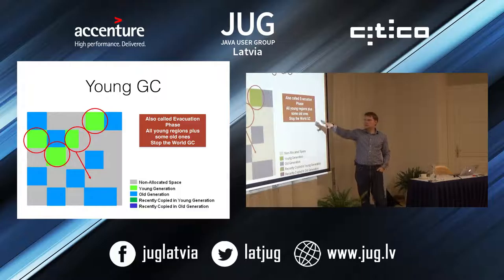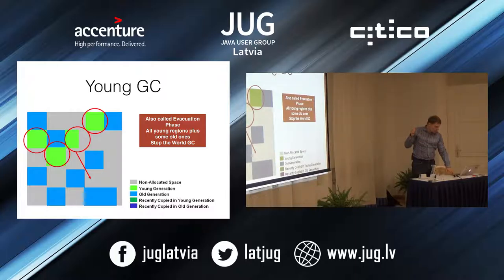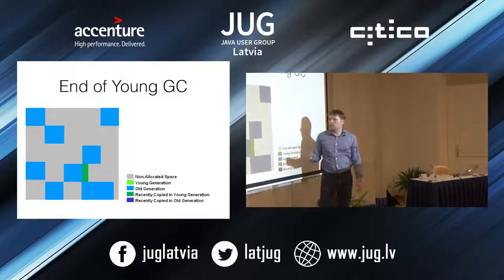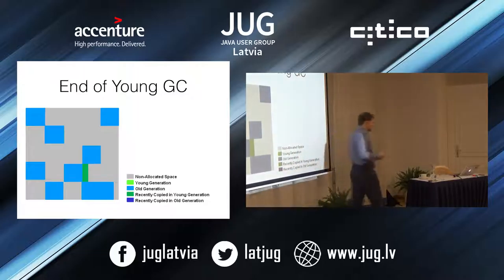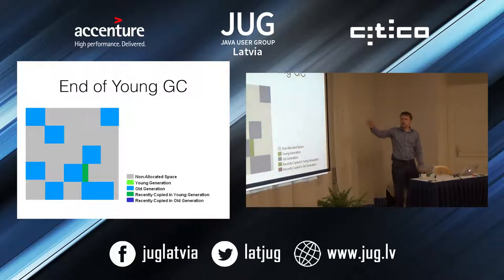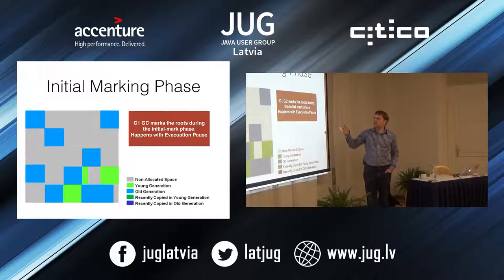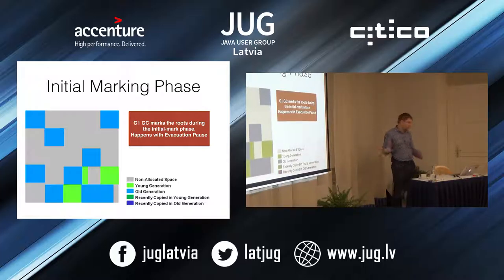And so young generation is a stop-the-world garbage collection, which blocks your machine for a few milliseconds probably, and after that everything that's left is a survivor space with significantly less data than it was before, and it's put in some other memory region picked by the algorithm. What happens then is very similar to CMS. There's a marking phase where G1 marks the roots of GC and starts the process of figuring out what to throw away. But in this case, the initial marking phase isn't stop-the-world.